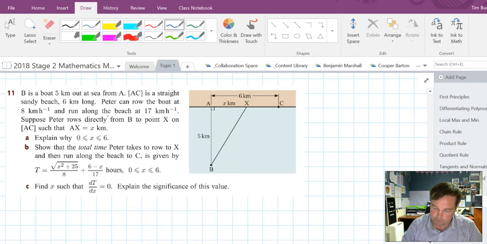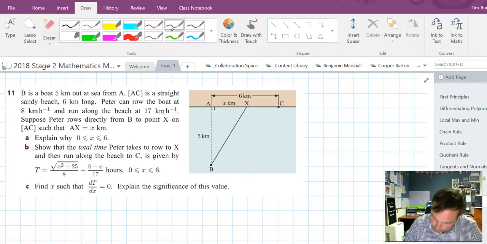Suppose Peter rows directly from A to some point X on the beach, such that AX is little x kilometers out. Explain why little x has to be less than 6. Well, because the beach is only 6 kilometers long. So therefore, x cannot be greater than 6, otherwise it would be landing out here somewhere.